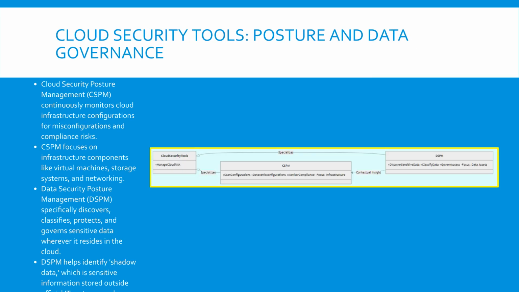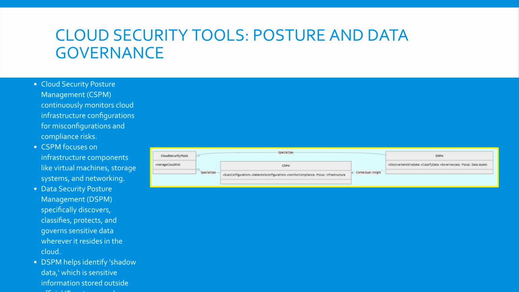As organizations shift their applications and data to the cloud, specialized tools are required to secure these flexible new environments. Cloud Security Posture Management, or CSPM, is vital for ensuring your cloud architecture is set up correctly. It constantly scans your infrastructure, checking components like network settings and virtual machines against security benchmarks to catch dangerous misconfigurations.